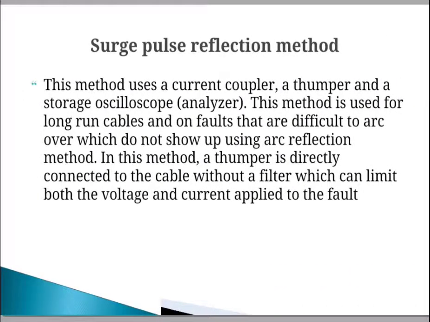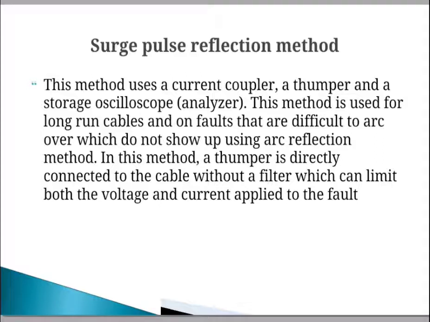The next one is the surge pulse reflection method. This method uses a current coupler, thumper, and storage oscilloscope. This method is used for long run cable and on faults that are difficult to arc over, which do not show up using the arc reflection method. In this method, the thumper is directly connected to the cable without a filter, which can limit both the voltage and current applied to the cable.